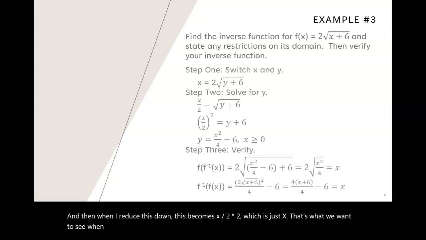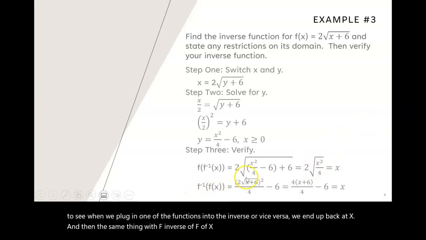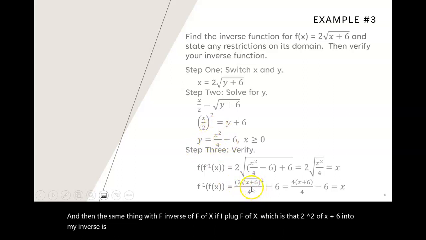When we plug in one of the functions into the inverse or vice versa, we end up back at x. And then the same thing with f inverse of f of x. If I plug f of x, which is that 2 times the square root of x plus 6, into my inverse, I should see that I end up with x.